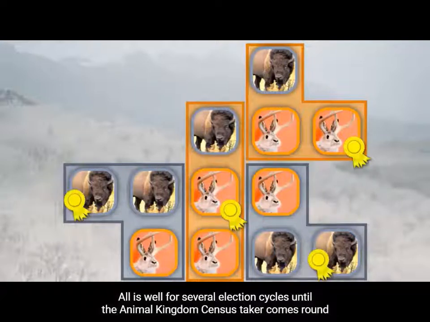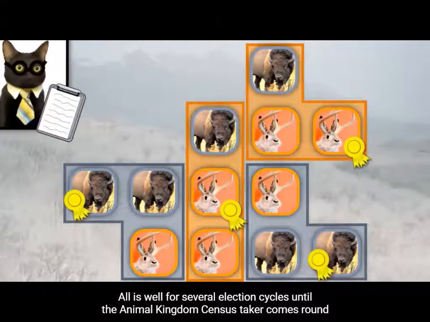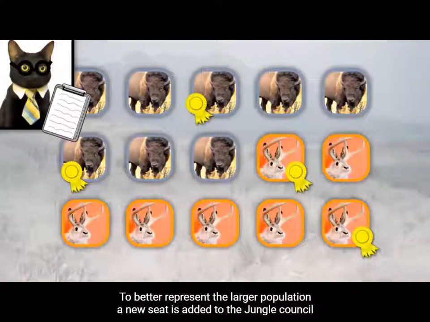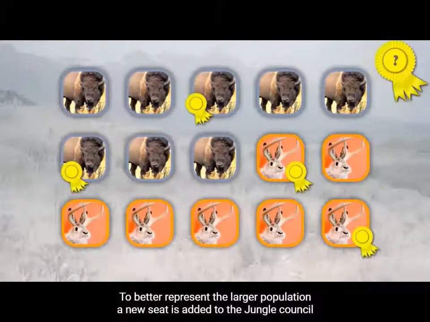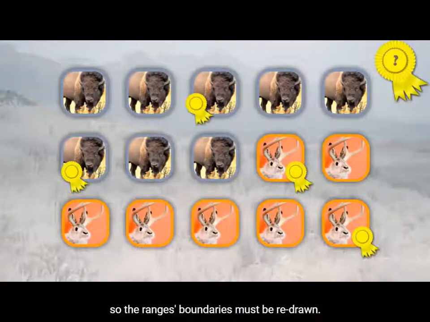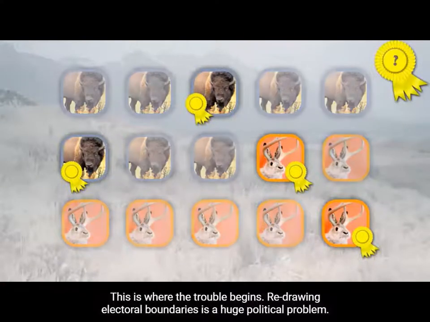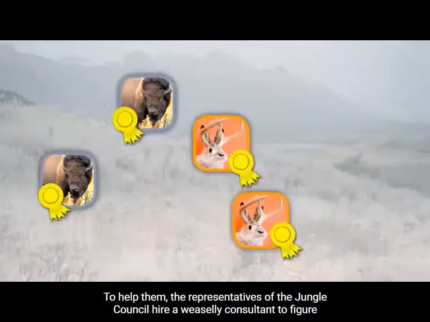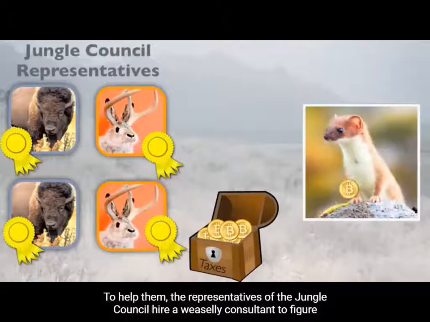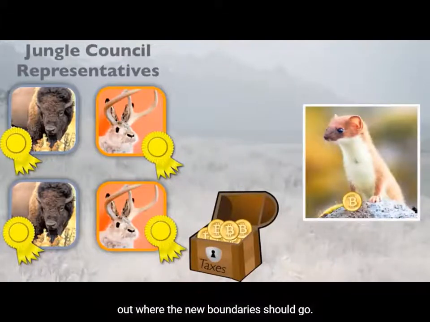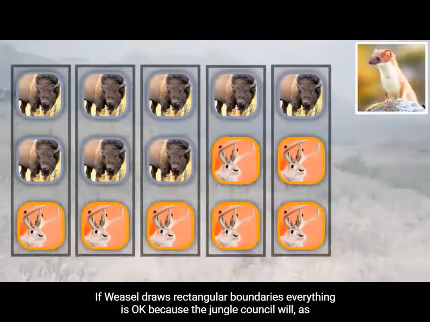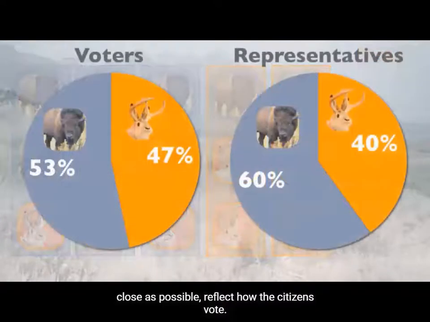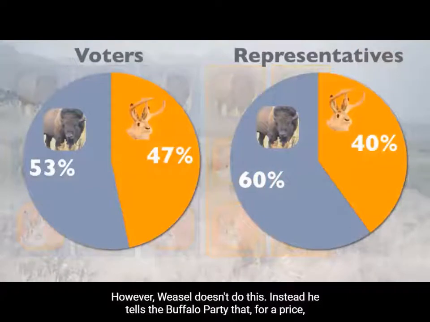All is well for several election cycles until the Animal Kingdom census taker comes around and shows that the population has both moved and grown. To better represent the larger population, a new seat is added to the Jungle Council, so the range's boundaries must be redrawn. This is where the trouble begins. Redrawing electoral boundaries is a huge political problem. To help them, the representatives of the Jungle Council hire a Weaselly consultant to figure out where the new boundaries should go. If Weasel draws rectangular boundaries, everything will be okay because the Jungle Council will, as close as possible, reflect how the citizens vote. However, Weasel doesn't do this.